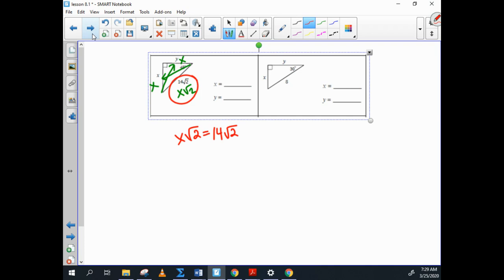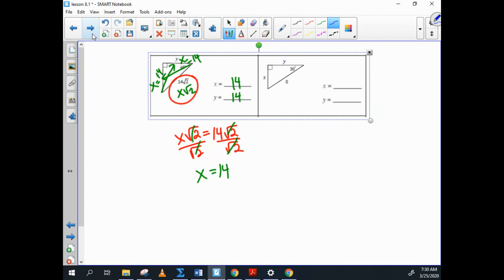Some of you can just tell me what x is, but if not, go ahead and divide by that square root of 2, and they cancel. So x is just 14. Then you just plug it in for x. On both sides, they're both 14. So what they call x is 14, and what they call y is also 14. Not too bad, right? All right, now let's look at our 30, 60, 90 triangle.